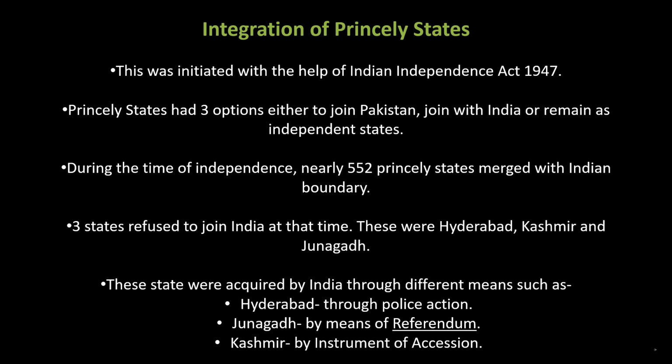Integration of princely states. This was initiated with the help of Indian Independence Act 1947. Princely states had three options: either to join Pakistan, join with India or remain as independent states. During the time of independence, nearly 552 princely states merged with Indian boundary. 3 states refused to join India at that time. These were Hyderabad, Kashmir and Junagadh. These states were acquired by India through different means such as Hyderabad through police action, Junagadh by means of referendum, Kashmir by instrument of accession.